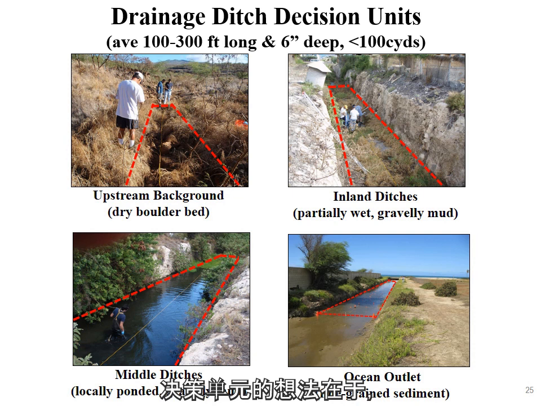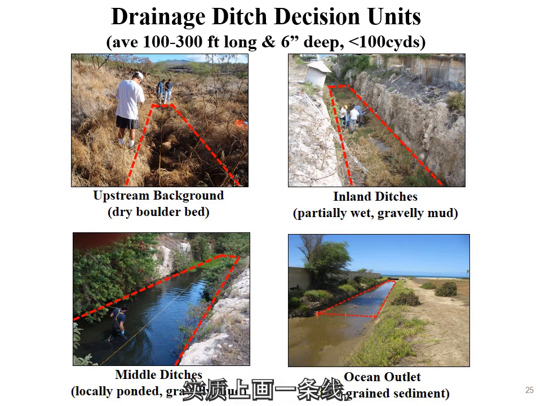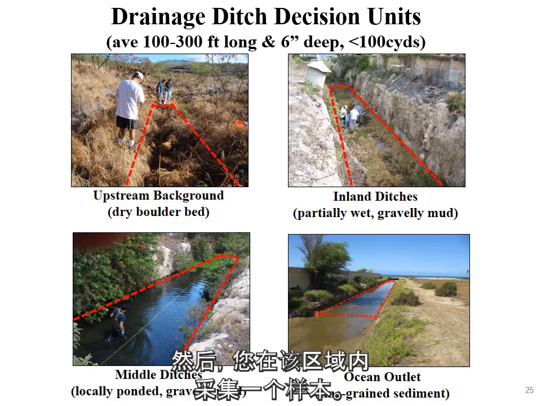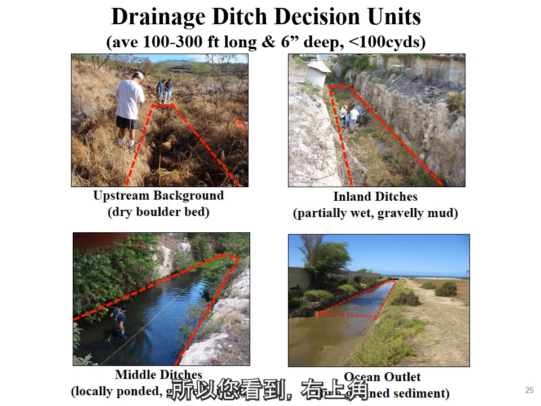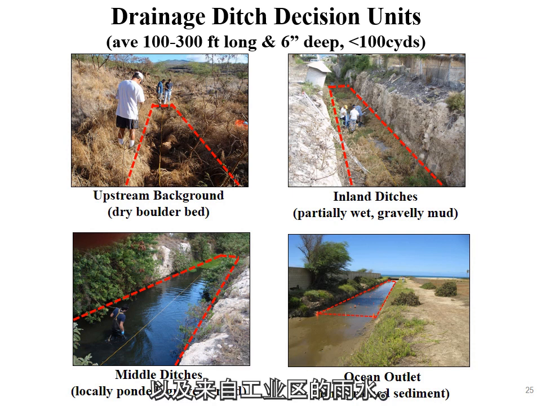But the idea of decision units, it forces you in the field to draw a line physically around your targeted area, and then you're going to collect a sample within that area. It helps you split up the site. So you see here in the top right hand corner, they're right at one of the industries. They're testing the sediment, soil running off, and rainwater from this industry.